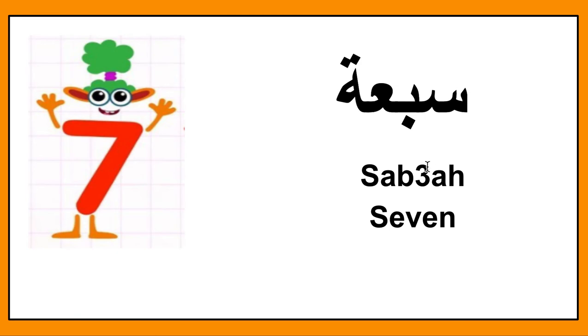This 3 like ع. Also ع starts from the throat, down the throat. ع. 7. سبعة.